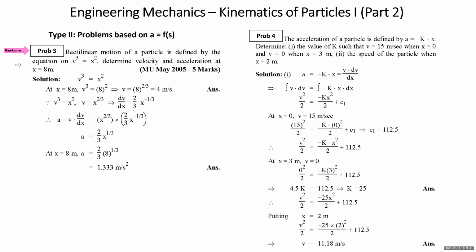What is given, students, here? v cube is x square. So at x equal to 8 meter, you can simply find the velocity. What velocity comes? 4 meter per second. All right. You want to find the acceleration expression.